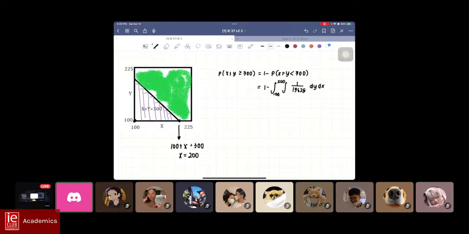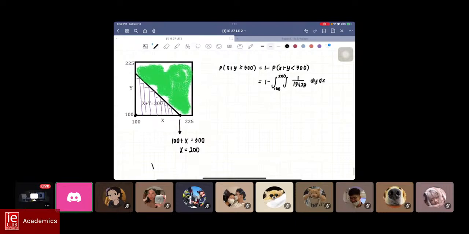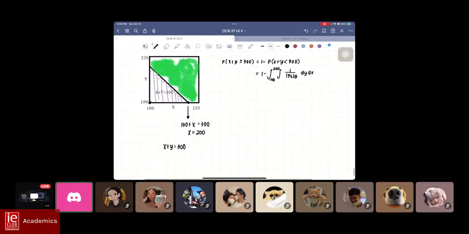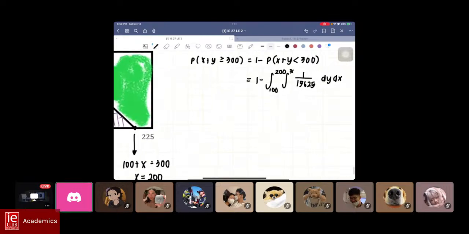And then for y naman, since we drew vertical rectangles, we know na the upper limit is this line here, and then the lower limit is just y equals 0. So since we know that the line we drew here is x plus y equals 300, we want to write it in terms of x since your x is the outer bound nga. So y is equal to 300 minus x. So this one's 300 minus x, and then the lower bound is 0.